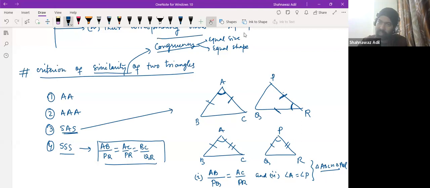Both the things were equal. So if we talk about the sides of this congruent triangle, that would be AB equal to PQ, not the ratio. AB equal to PQ, AC equal to PR, BC equal to QR. So that would be SSS congruency. But in similarity, we have a different scenario, right?